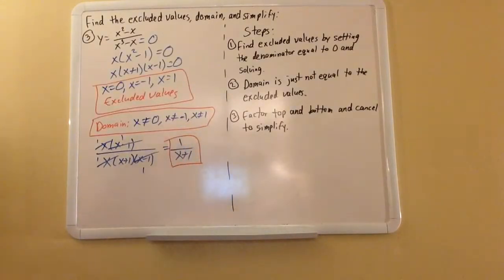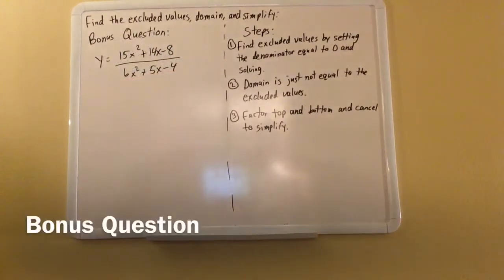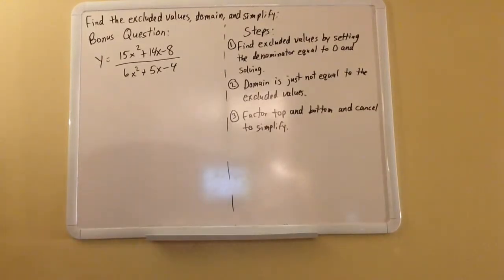And now I will give you your bonus question. Here's your bonus question. As you can see, it's the same format that we've had before. Remember, you find your excluded values first, then you find your domain, and lastly you simplify. Be careful in the factoring with this one. It is a bit more difficult. So if you need them, the steps are right there on the side just for easy access. Good luck!